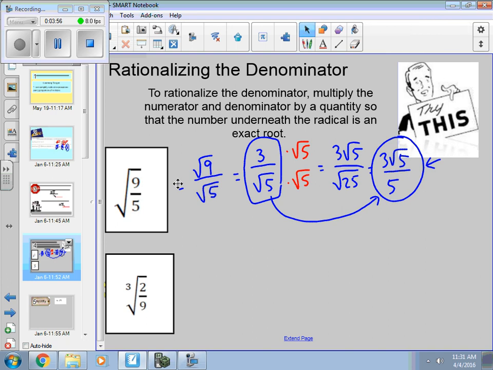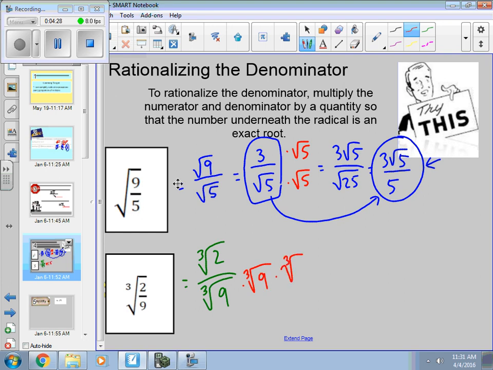Let's try one with a cube root. So on the second problem, we'd end up with the cube root of 2 over the cube root of 9. Okay, so on these problems, if it's a cube root, then you've got to multiply and get rid of that by doing 2 more of them, because to get rid of a cube root, you would need 3 of the same thing. So we'd want to multiply by not just 1 cube root of 9, but 2 of them.